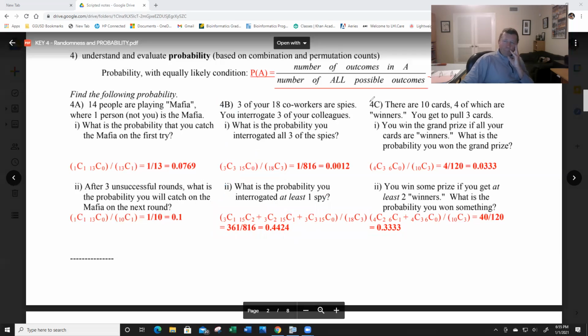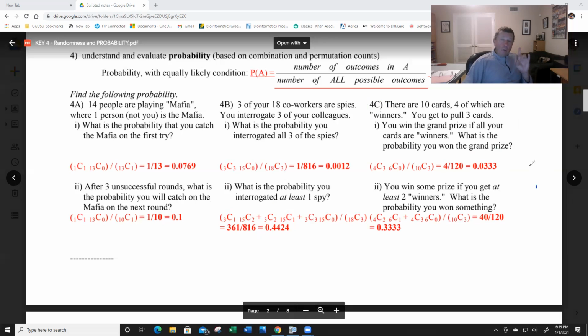And then C, 10 cards, 4 of which are winners. So a small deck of cards. You get to pull 3 cards. You win the grand prize if all your cards are winners. What are the chances you won the grand prize? Goodness. So of the 4 winners, you chose 3 of them. Then of the remaining 6, you had no non-winners. Then you're going to divide it by 10 choose 3. And it's about a 3% chance. Not a real good chance.